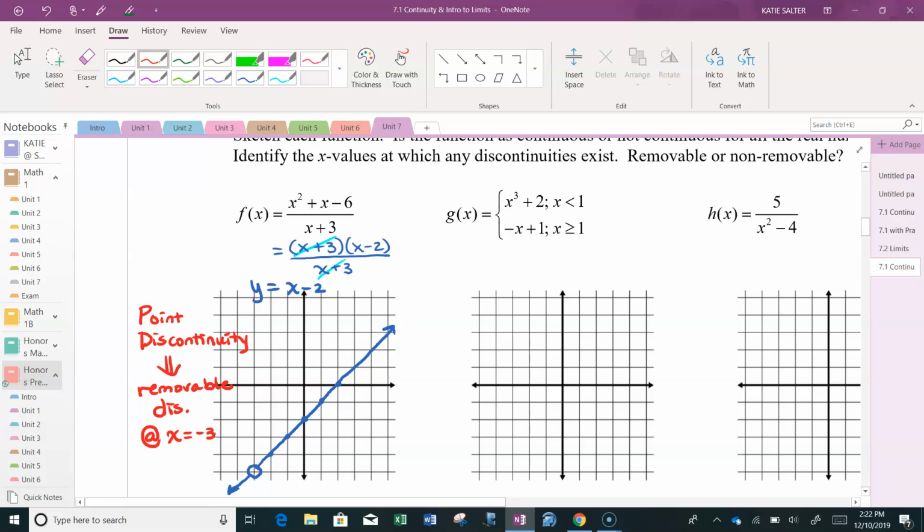All right. So try the next one, pause the video, and when you are done, turn it back on.